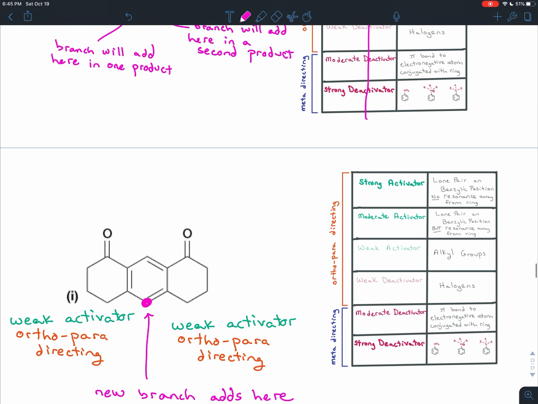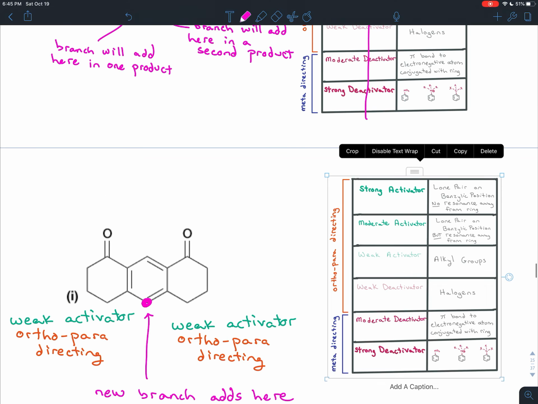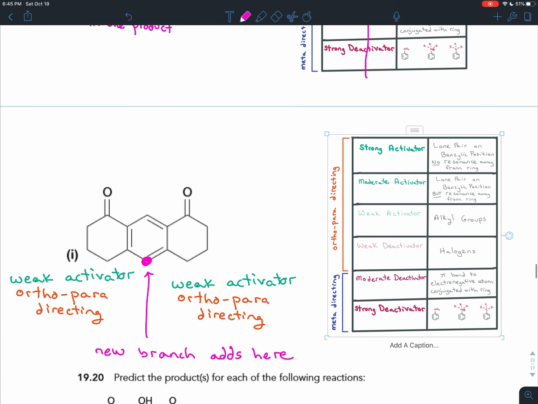So this is a first step to predicting products and to coming up with our own syntheses, is to figure out where our new branches are going to be adding on these benzene rings with many branches, on these poly-substituted benzene rings.